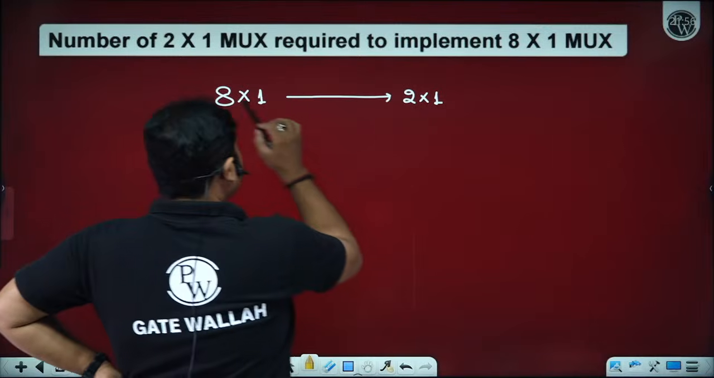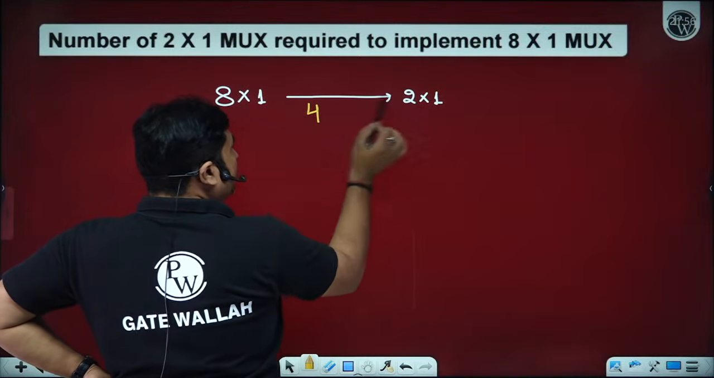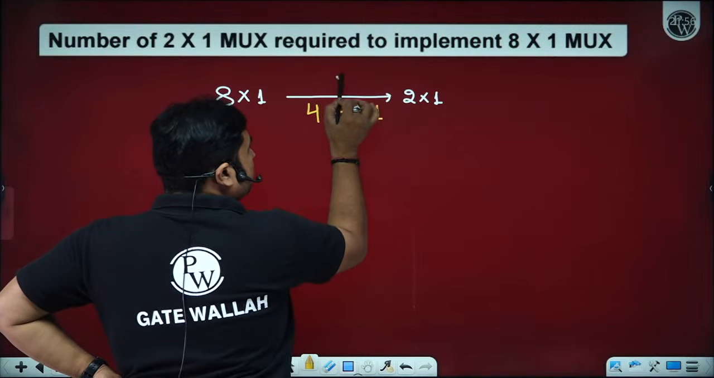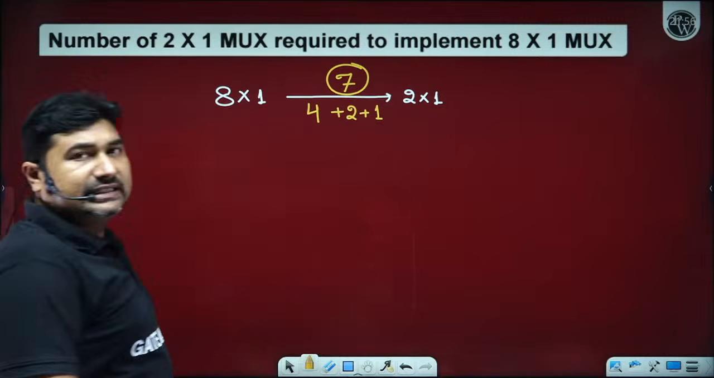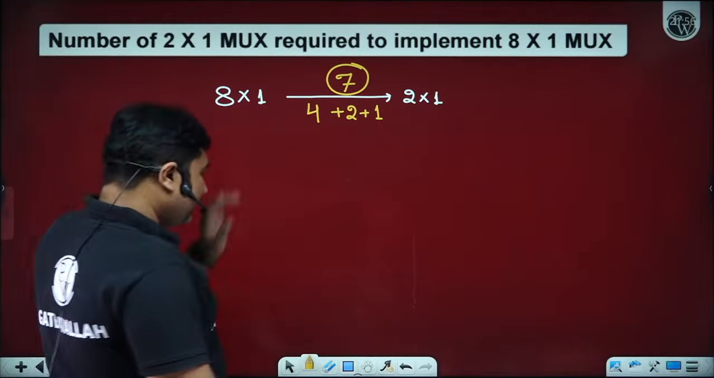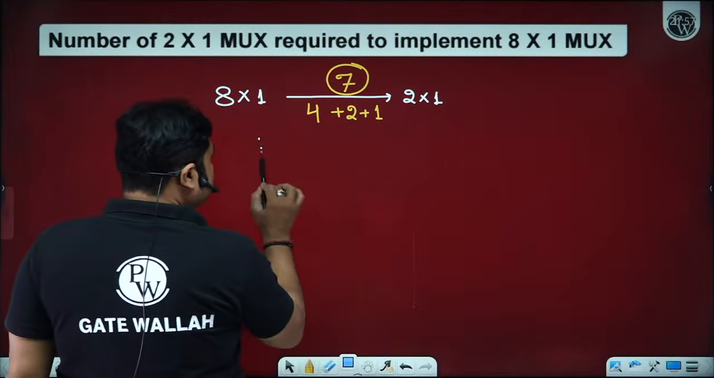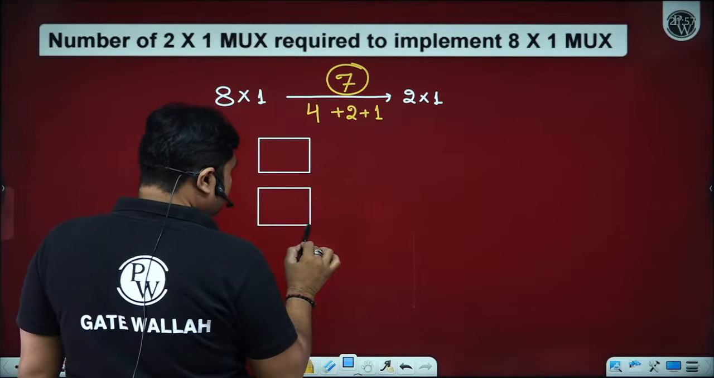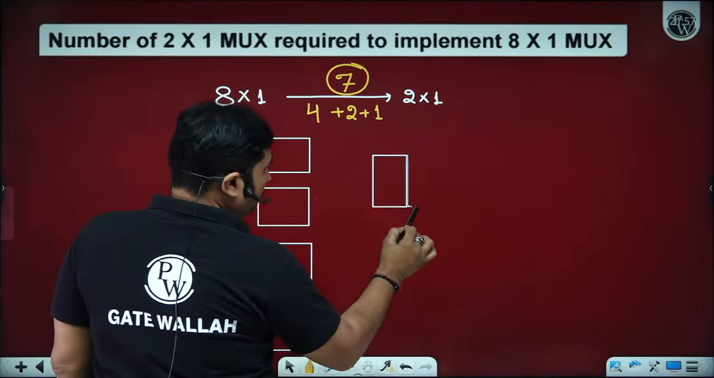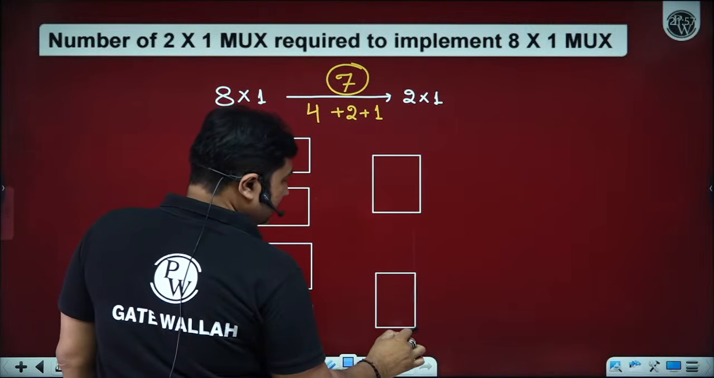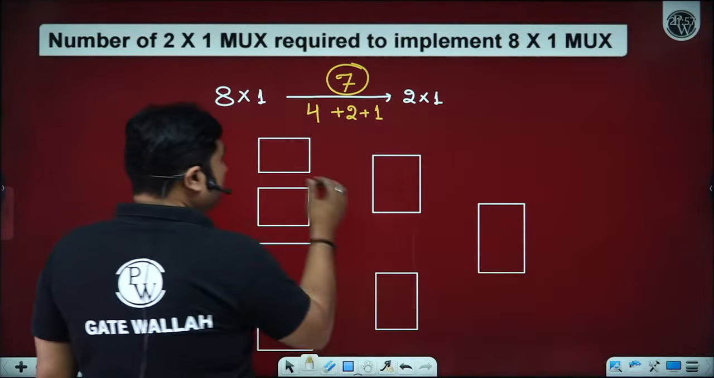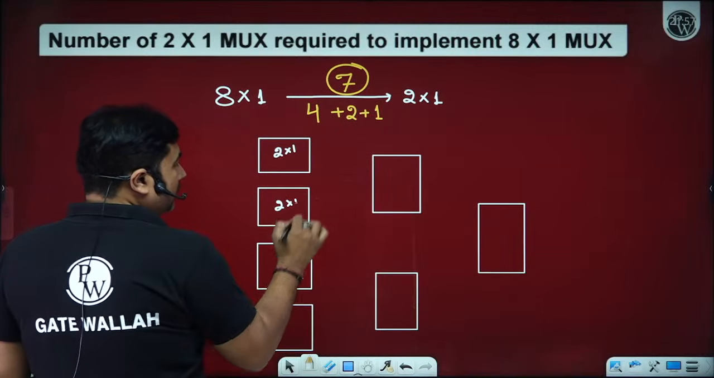Let's divide, sir. So 8 by 2 we are getting 4. This 4 by 2 we are getting 2, and this 2 by 2 we are getting 1. So the total is equal to 7. We need 7, and also we know about the implementing circuit. So we need 4 2 cross 1 size mux here: 1, 2, 3, 4. Then we need 2 2 cross 1 size mux, and then we need 1 2 cross 1 size mux. How many of you are able to understand? Please let me know by writing in the comment section, Betaji.